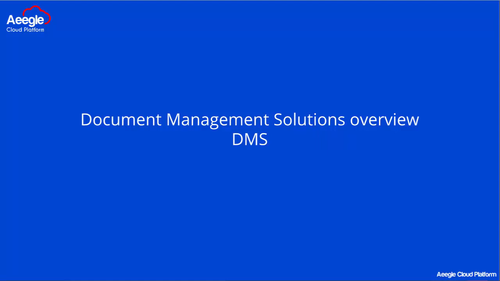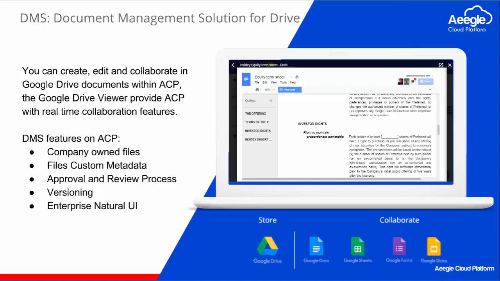Okay? So now let's talk about a document management solutions overview, or DMS, in ACP. So ACP built an enterprise ready document management system, and this is on top of Google Drive, allowing companies to maximize the usage of G Suite. So ACP allows you to create secure and company-owned file libraries and repositories.